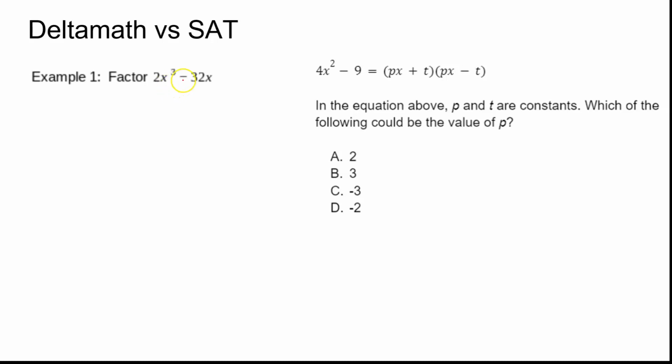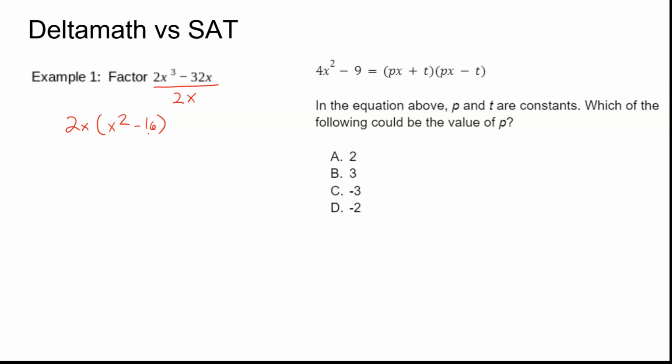We have 2x cubed minus 32x. My first step is to remove my greatest common factor. These both share an x. I can take that out, and they're both even, which means that they share a factor of 2. So I can take 2x out. I'm going to remove my 2x, which leaves me with x squared minus 16 on the inside.